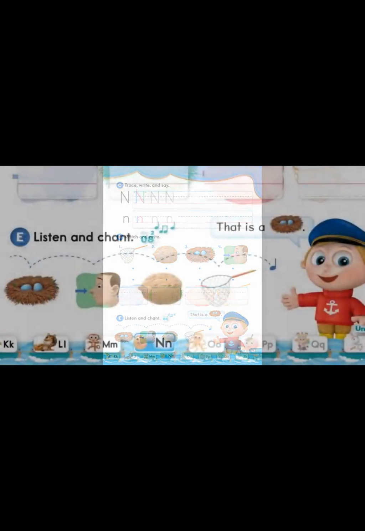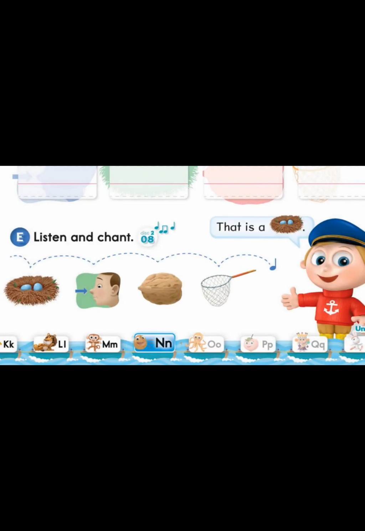Nest. N-n-nest. Nose. N-n-nose. Nut. N-n-nut. Net. N-n-net. Nest, nose, nut, net. Nest, nose, nut, net.